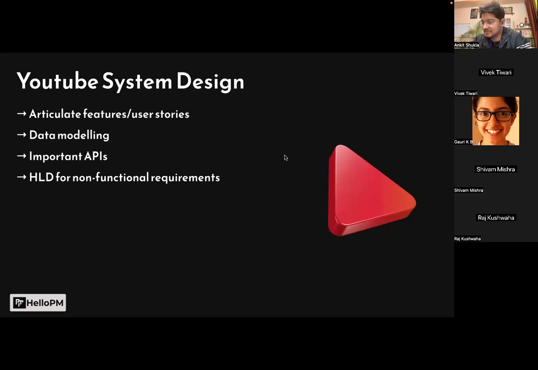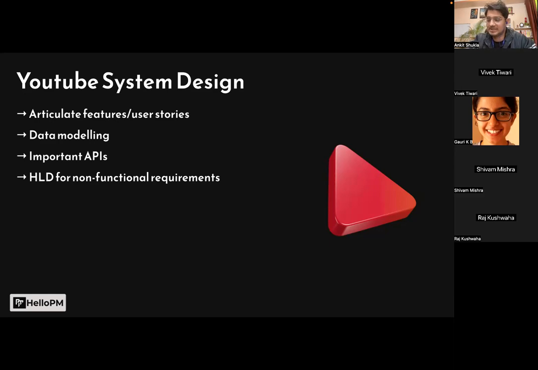Cool. So now we'll go ahead and talk about YouTube system design. What could be a high level understanding of how YouTube would have worked or how it is working right now? So we'll break down our conversation into 4 parts. First is articulate features or user stories. Second is about data modeling.